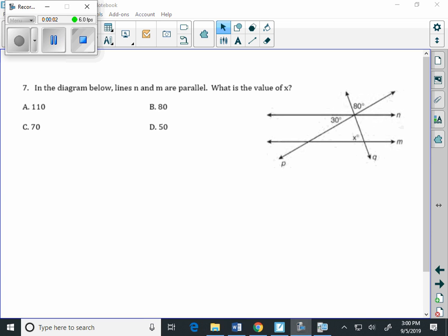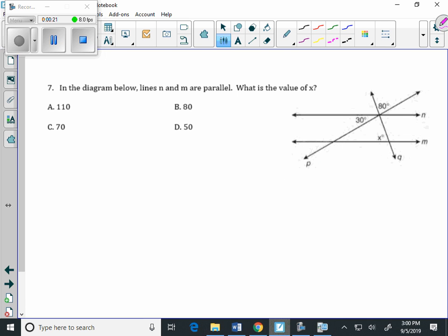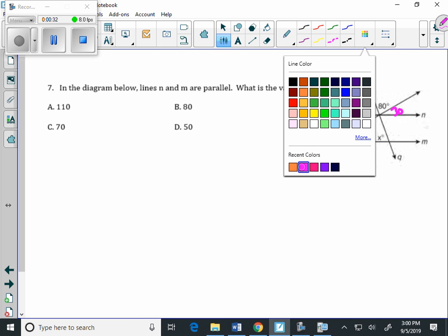In the diagram below, lines N and M are parallel. What is the value of X? Well, as we take a look here, the first thing that I notice in this particular problem is that this is 30 degrees, and it's 30 degrees because it's vertical to this angle right here.